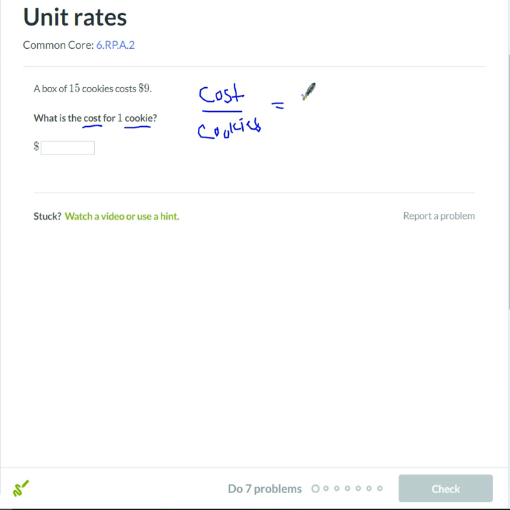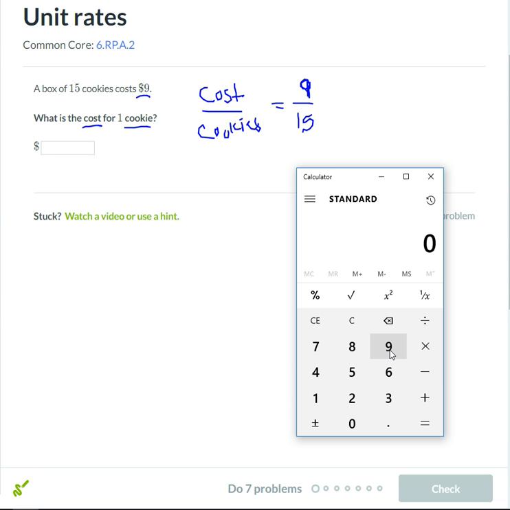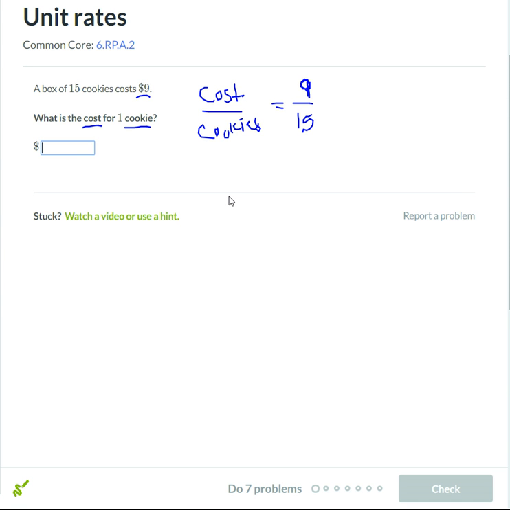So in this problem, that would be the cost is $9 divided by 15 cookies. I am allowed to use my calculator in this case. So if I calculate 9 divided by 15, because 9 comes first, that would give me 0.6, and 0.6 is really 60 cents. So the cost of one cookie would be 60 cents because the unit rate is the cost per cookie.